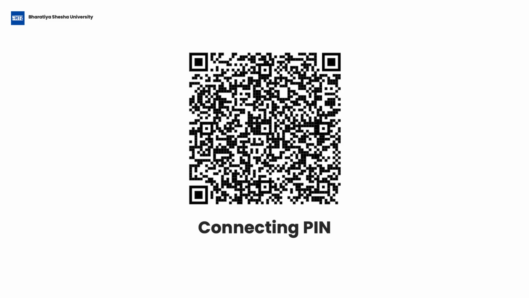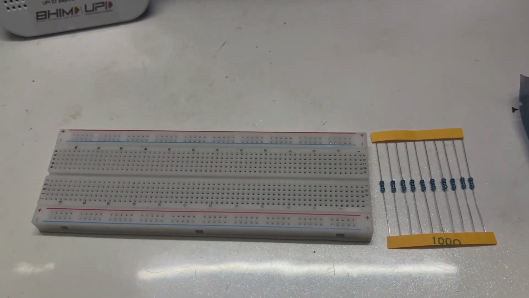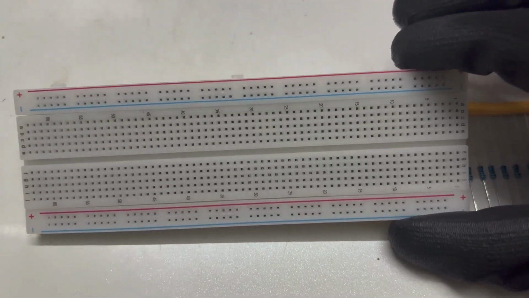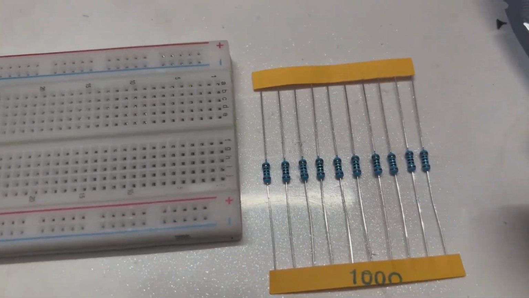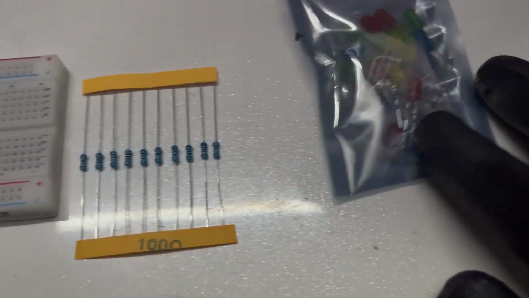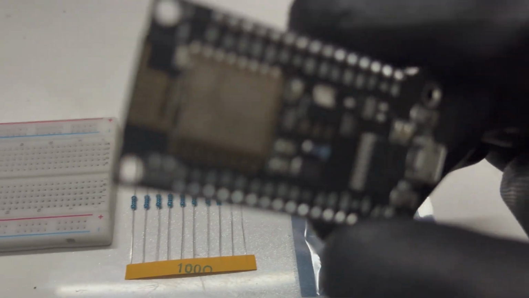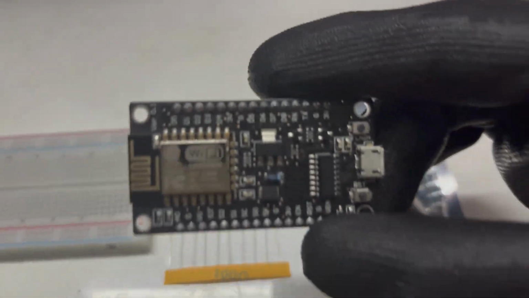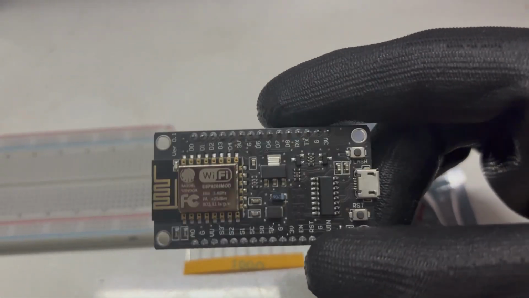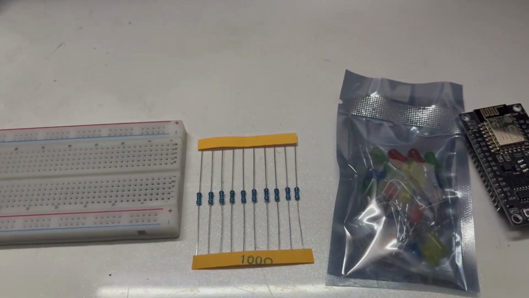Let's move forward with Fritzing and let's take a look at the physical connection of an LED. Let's do a practical demonstration. For this video, we are going to need a breadboard, 100 ohm resistors, and a few LEDs. You can choose any color of LED that you like. We preferably use a red one and an ESP8266 chipset.